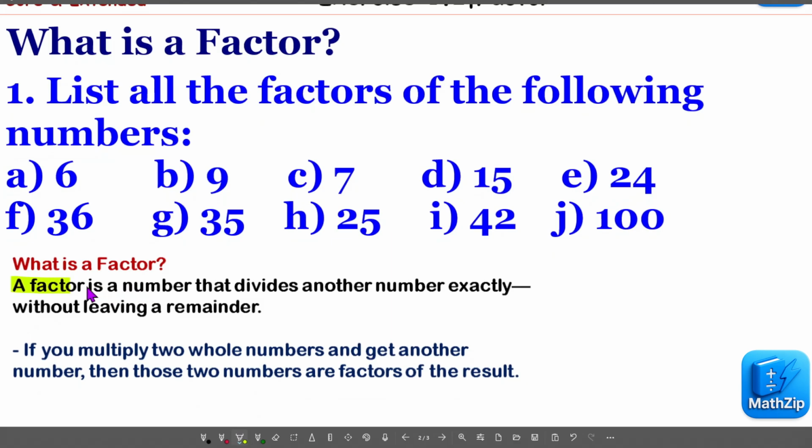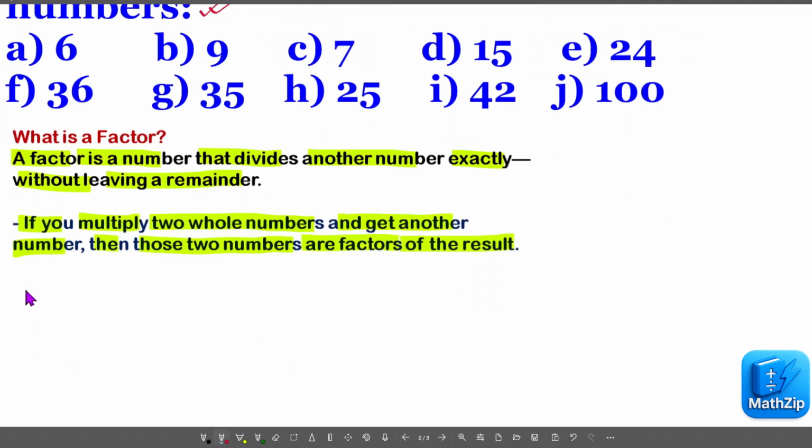A factor is a number that divides another number exactly without leaving a remainder. Or we can say, if you multiply two whole numbers and get another number, then those two numbers are factors of the result. In this video we are going to find out the factors of the following numbers. So let's try step by step.